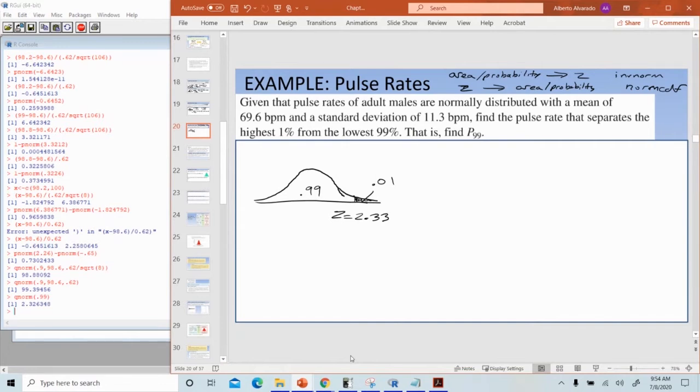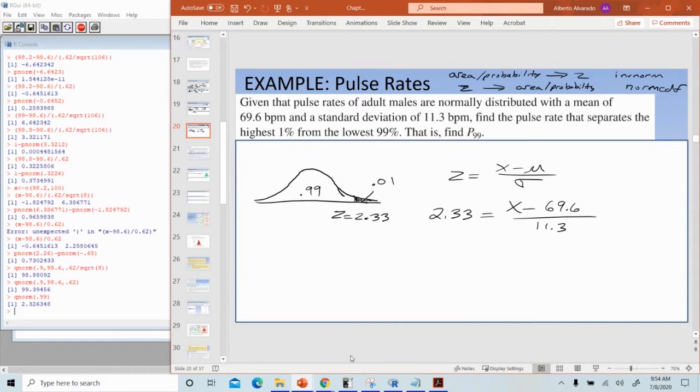So my answer here is the z-score is 2.33, but actually that's not quite the answer yet. I know the z-score for that cutoff is 2.33, but we're interested in the x value. We still don't know the pulse rate that cuts off the bottom 99%. So I can put the z-score into this formula, 2.33. I don't know x, but we do know the mean and the standard deviation, so we can do a little bit of algebra and solve for this.